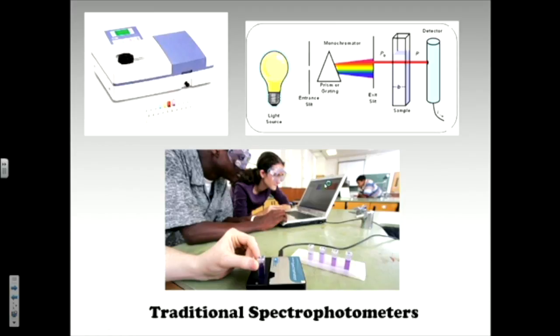They come in many different shapes and sizes. There are standalone ones that just sit on the bench top. There are ones that attach to a laptop, which are a little bit easier to use, but they all work the same way. They're all passing light through your sample and detecting how much is transmitted, and based on that, figuring out how much is being absorbed.